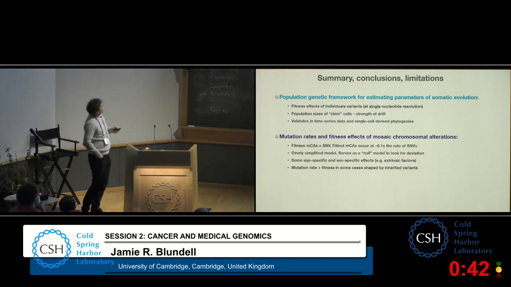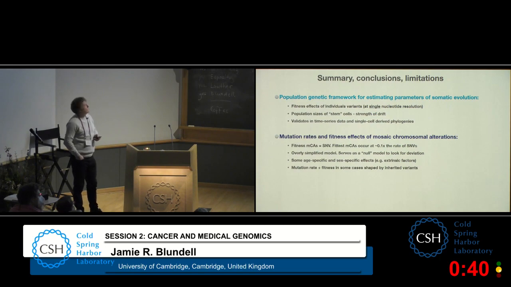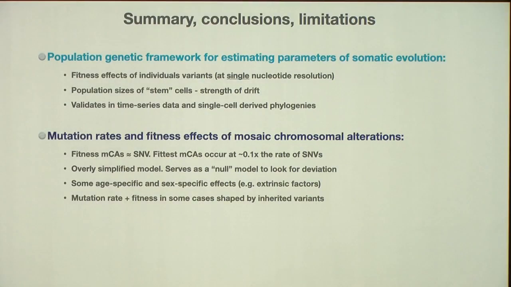I've then gone on and told you about mutation rates and fitness effect of MCAs. The key take home here is that the fitness effects of the MCAs and the SNVs look kind of similar, right? They confer growth advantages in the 10 to 20% per year range, but the MCAs occur much less frequently than the SNVs. So the mutation rates of the MCAs are about tenfold lower than the SNVs. So actually, MCAs, we think, are not explaining much of this missing selection, and there's probably all sorts of other drivers elsewhere in the genome that we're just not seeing at the moment.